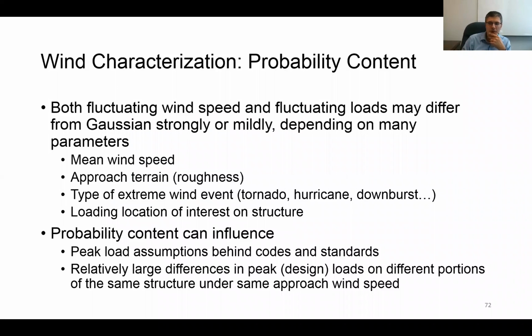Probability content is worth discussing as well. If you think of both the fluctuating wind speed and now start thinking about the fluctuating pressure on structures that we're designing, those descriptors may differ from Gaussian in a strong way or a mild way, or not at all, depending on many parameters. Again, mean wind speed, the roughness, the type of extreme event it is, whether it's a tornado or a hurricane or a downburst, the loading location of interest on the structure, if it's on a wall or a roof. The probability content is important because it can influence, for example, the peak load assumptions behind codes and standards. And it could result in a relatively large difference in design loads on different portions of the same structure under the same wind speed. Let me illustrate that very quickly.